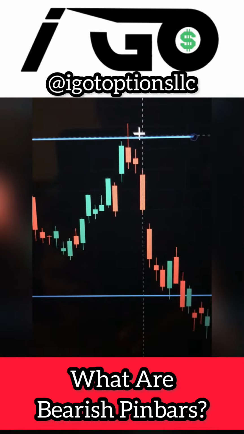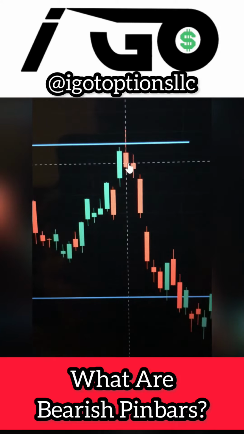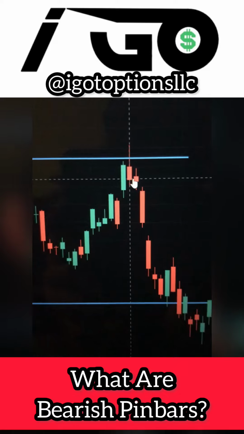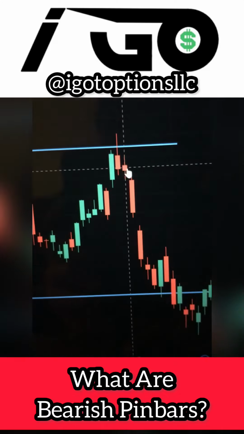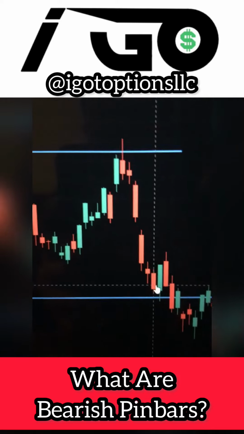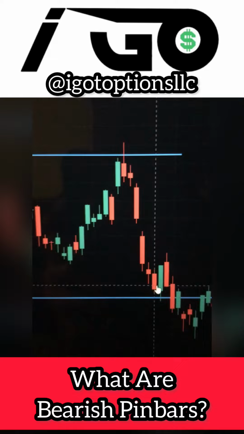We see a long tail at the top of the candle, which means that the price of this candle was all the way up here at one point, but then sellers took it back down, and the body of this candle is relatively thin. Now, this could have attracted a lot of traders and investors, and they could have swung it to the downside. And as we see here, they would have profited off of that move. So this is what bearish pin bars are, and this is how you can trade bearish pin bars to your advantage.